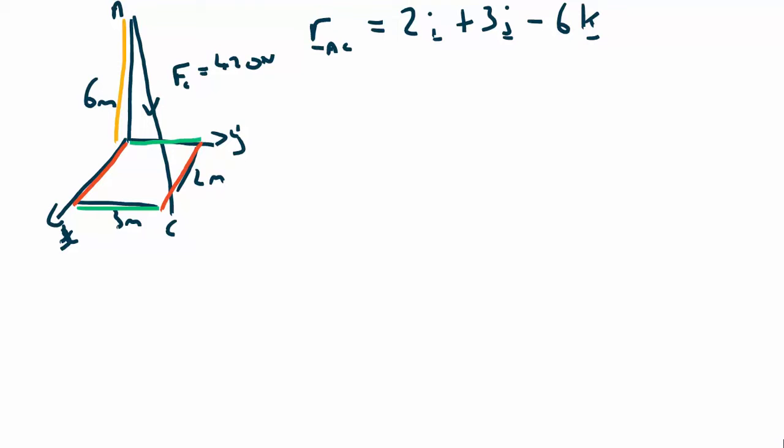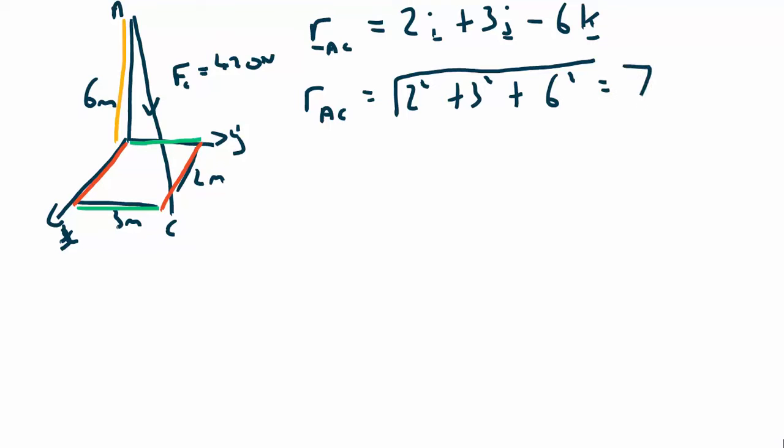What we can then do is say how far it is from A to C, so how long cable AC is. That's the magnitude of r AC, which will be 2 squared plus 3 squared plus 6 squared, square rooted. And I've ignored the minus because if you square a minus, you get rid of the minus anyway. So that will equal 7 meters. So that cable is 7 meters long.